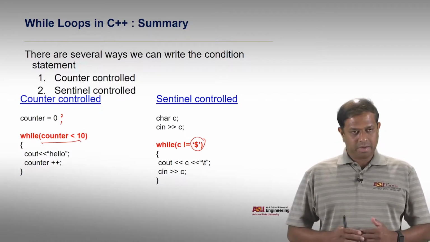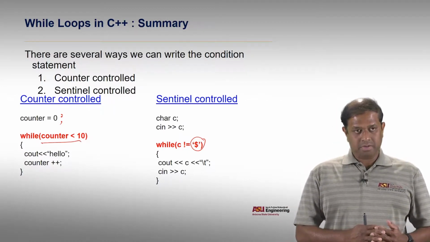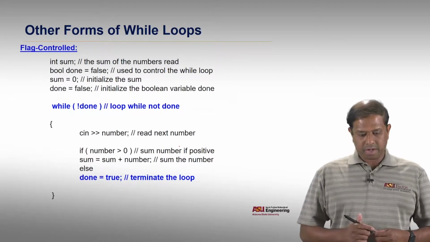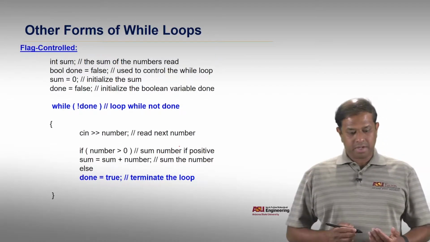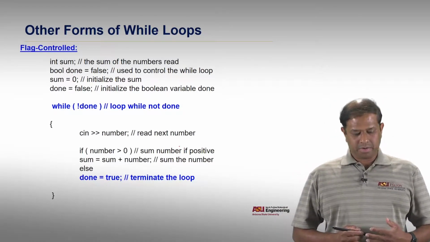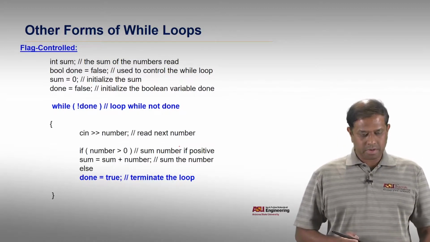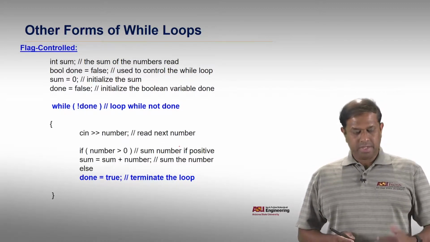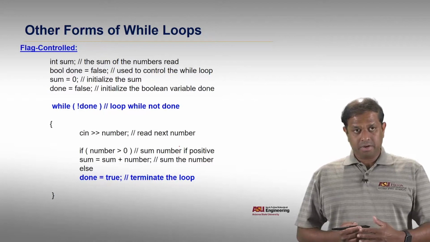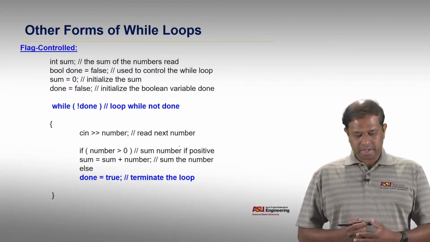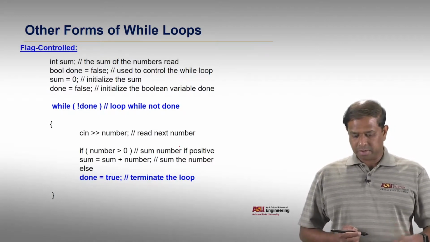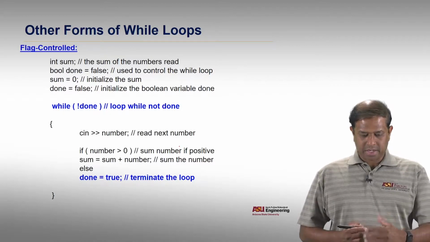Now in addition to counter control while loops and sentinel control while loops, we can have something called flag control, or Boolean value control, while loops, right? Usually these kinds of while loops are used in file operations and that kind of thing. We'll talk about file operations in another lecture.